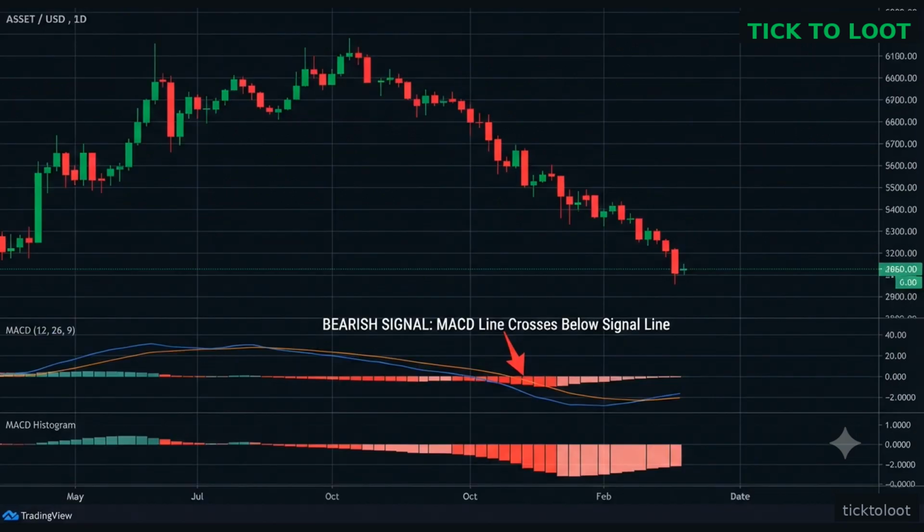On the other hand, a bearish signal is generated when the MACD line crosses below the signal line. This is like a red light, indicating that the trend is losing momentum and it may be a good time to sell. For instance, if you're looking at the Euro to US dollar chart and the MACD line crosses below the signal line, it could be a sign that the euro is weakening against the dollar.